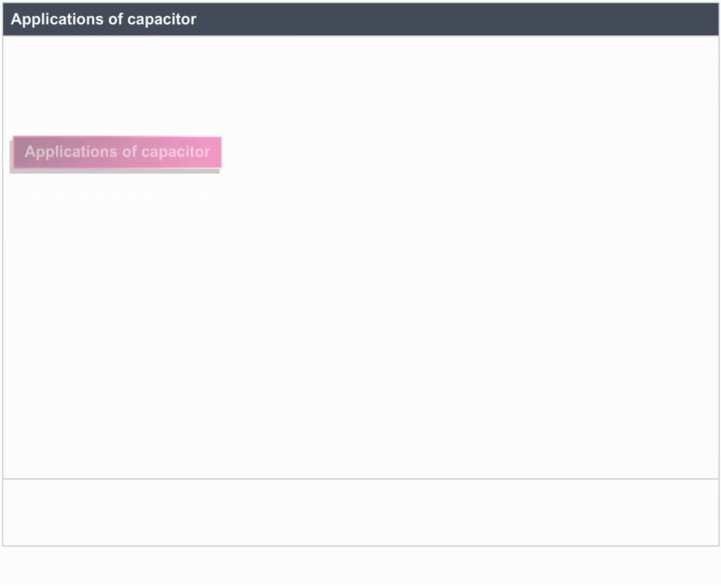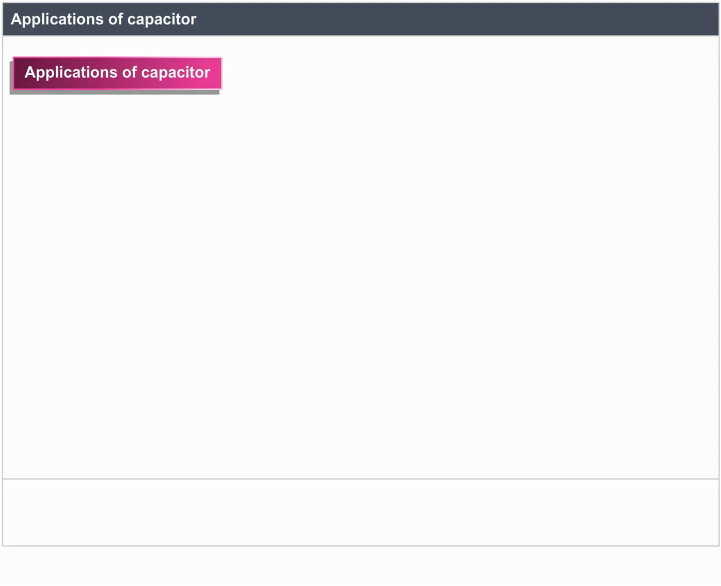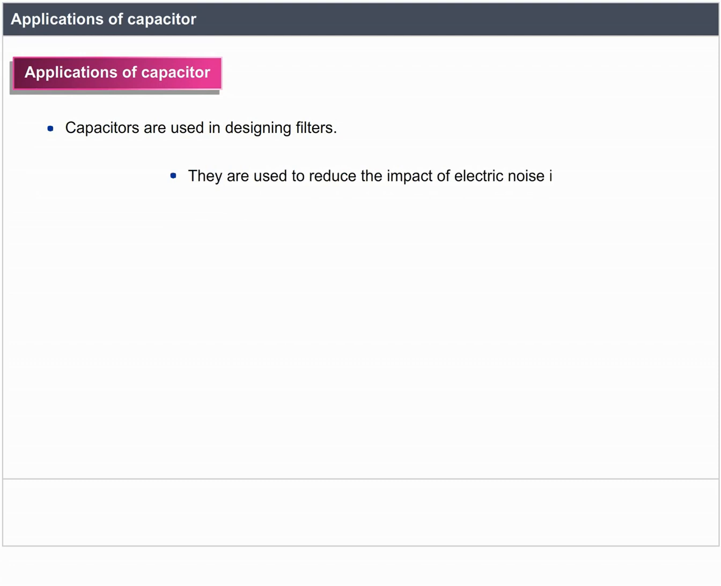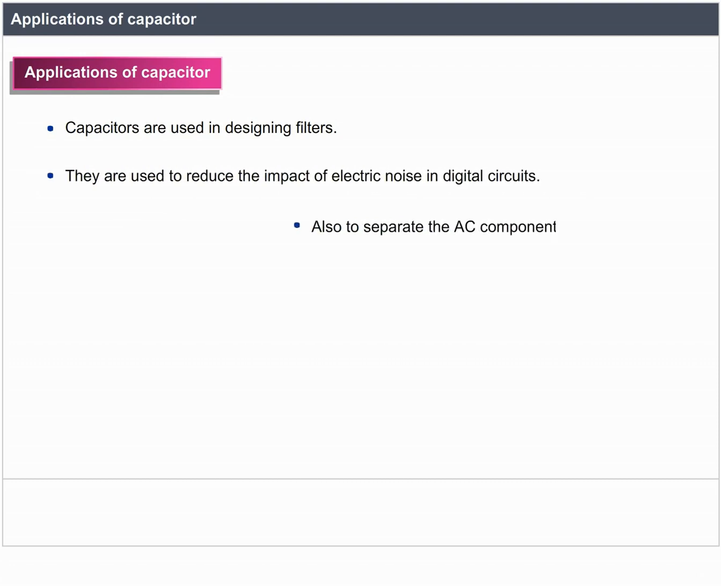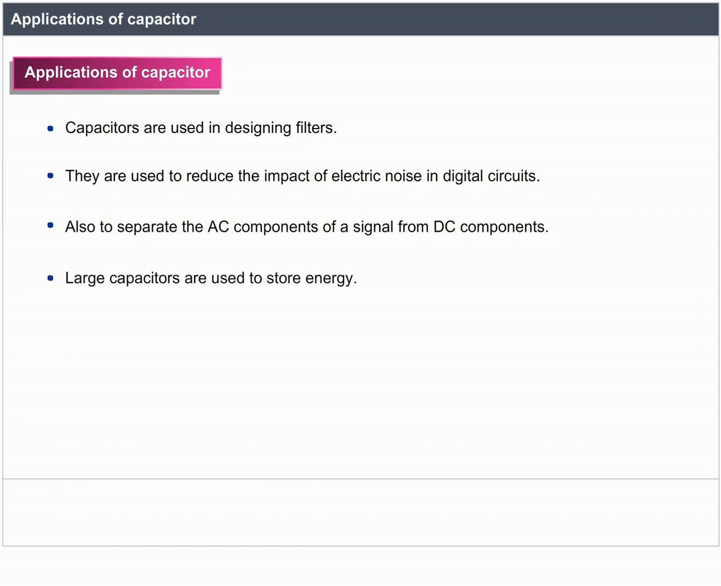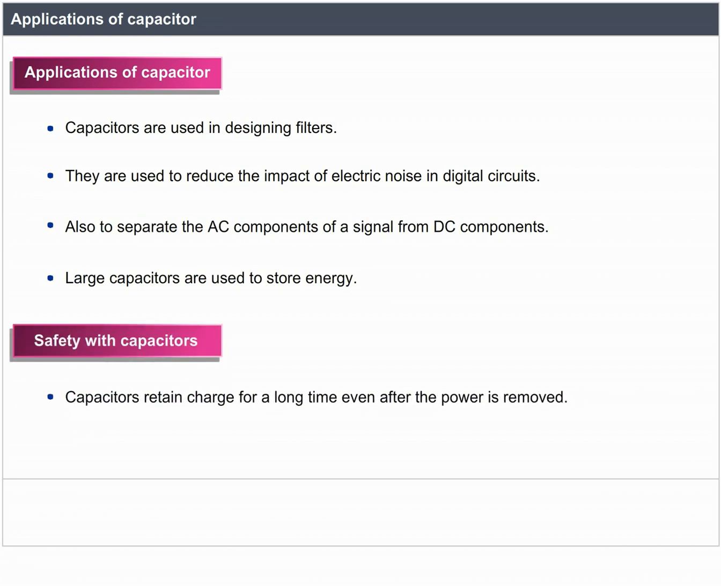Applications of capacitors. Capacitors are used in designing filters. They are used to reduce the impact of electric noise in digital circuits, and also to separate the AC components of a signal from DC components. Large capacitors are used to store energy. Safety with capacitors. Capacitors retain charge for a long time even after the power is removed. So before touching the circuit, ensure that the capacitor is fully discharged.